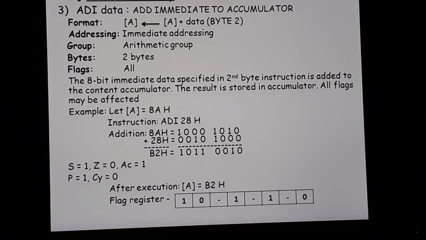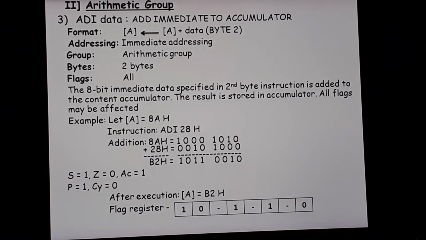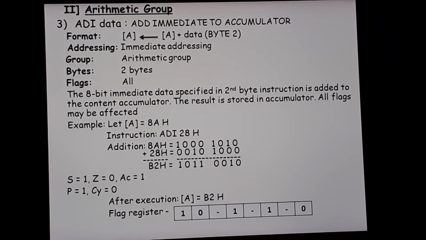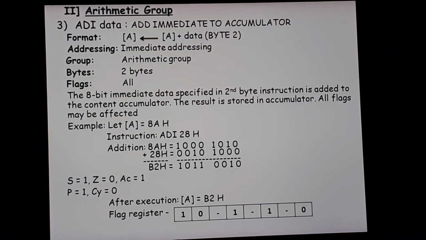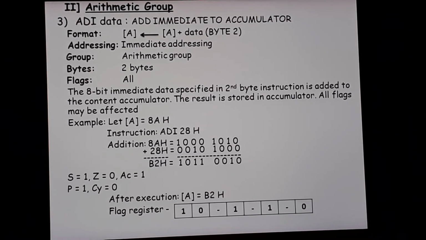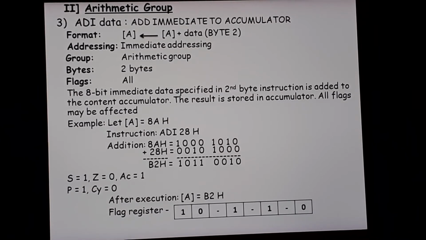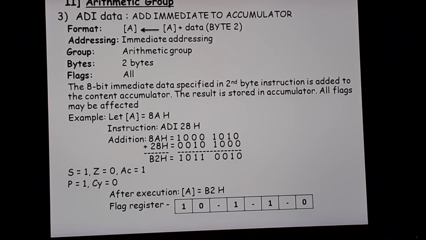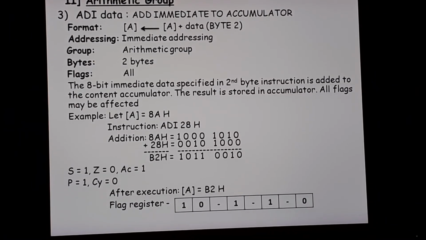Now the next instruction in this particular group is ADI. This is the third instruction in this group. We have a total of 20 instructions in this group. We can also get sums in the final exam related to this group. They can ask you the question. In that question they will give you the content of accumulator and any of the registers and they will give you the instruction.